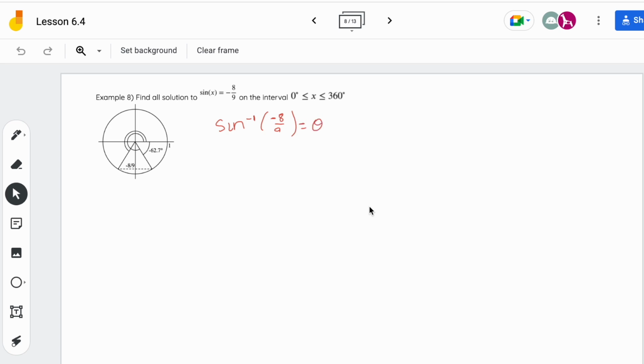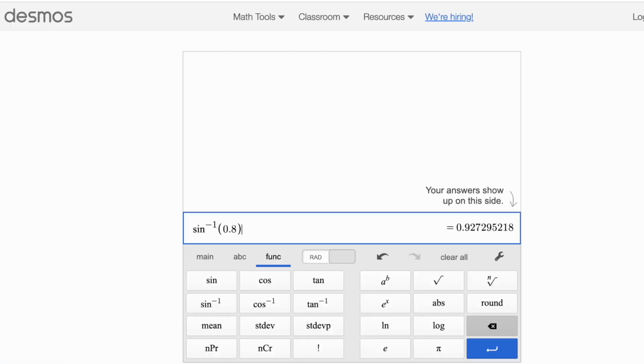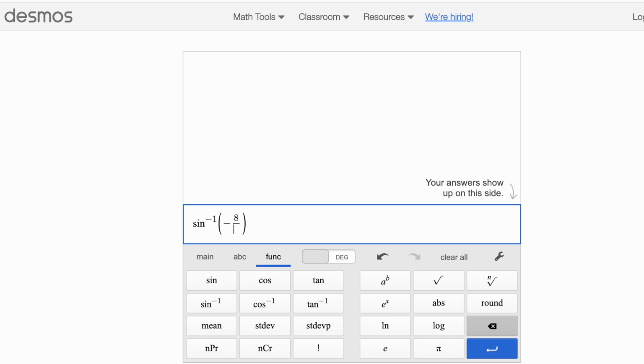Notice that we are in degrees here. So when I'm using my calculator, I want to make sure that I'm finding degrees, not radians. So my degree value is approximately -62.734 degrees when we plug that into our scientific calculator. So here I've got making sure it's degrees, and now I'm going to insert -8/9. So again, we are in degree value here.